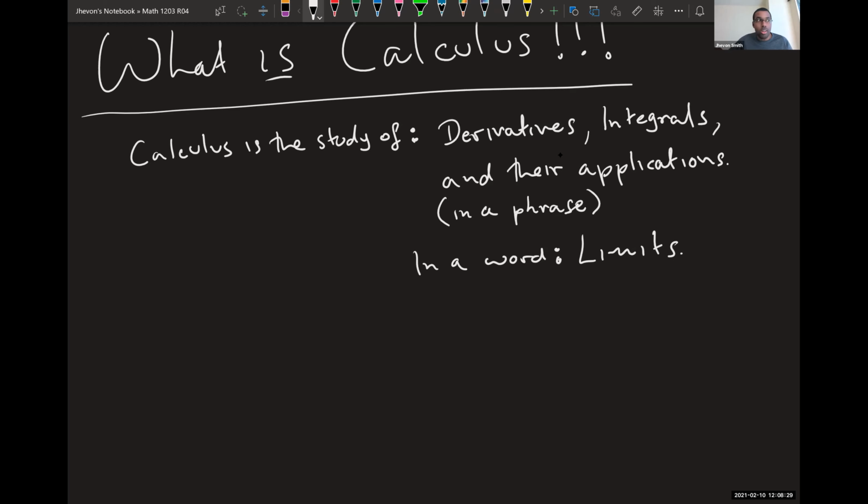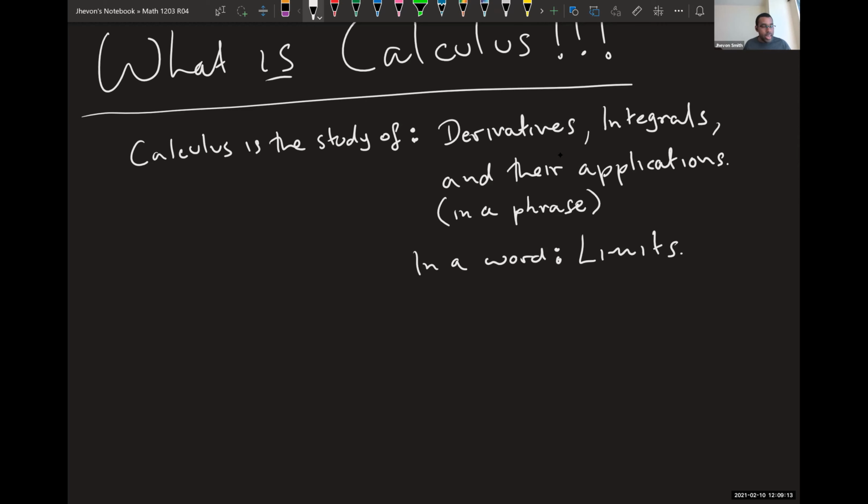We're going to invent this object called a limit, and we're going to study it. And then we're going to want to apply this in a specific way, and we're going to use the limit to develop this thing called the derivative. And then we're going to want to study something else, and we're going to use the limit to develop this thing called the integral. Once we use the limit to invent these things, we now just study those things. So these things are called derivatives and integrals, but we ultimately invented them based on the concept of limits. So in one word, calculus is the study of limits. If you had to say a phrase, calculus is the study of derivatives and integrals and their applications.